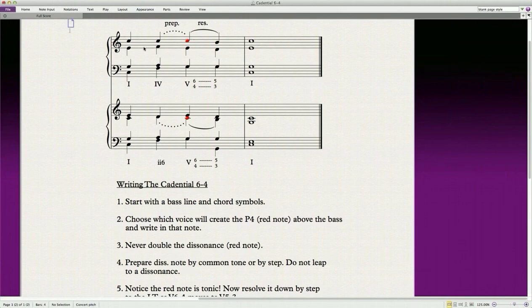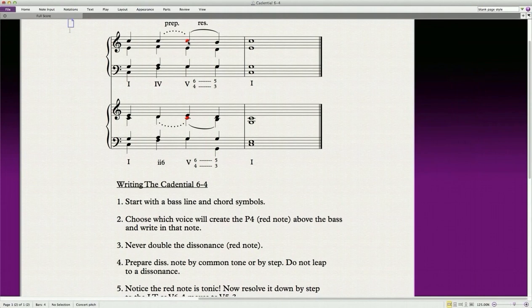So when we start writing our soprano voice, we want to prepare, that is, have the note before the dissonant note approach it in as smooth a way as possible. So the smoothest way, of course, would be common tone, which we have here. There's a C, which fits equally well into the 4 chord. So the C is the preparation of the dissonant note. We don't ever leap to a dissonance.